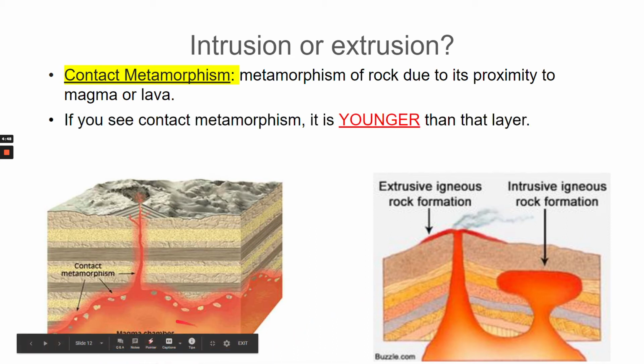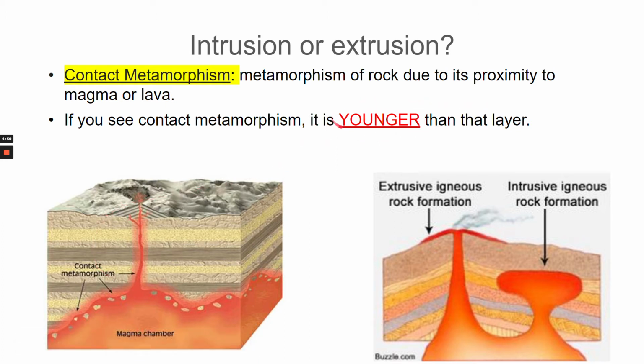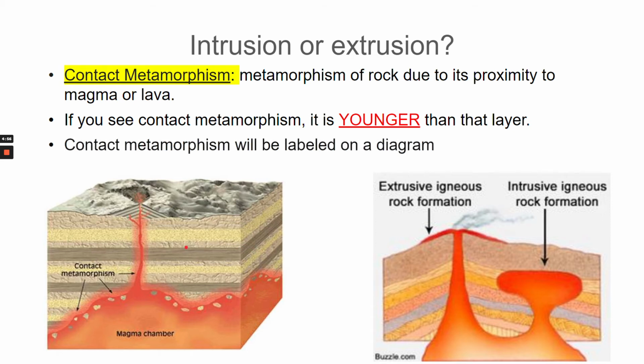So if you ever see that, that metamorphism has to be younger than the layer it's in. You can't change a rock if the rock didn't already exist. And it will always be labeled for you on a diagram. So there shouldn't be any questions if you're looking at something, whether it's contact metamorphism or not.